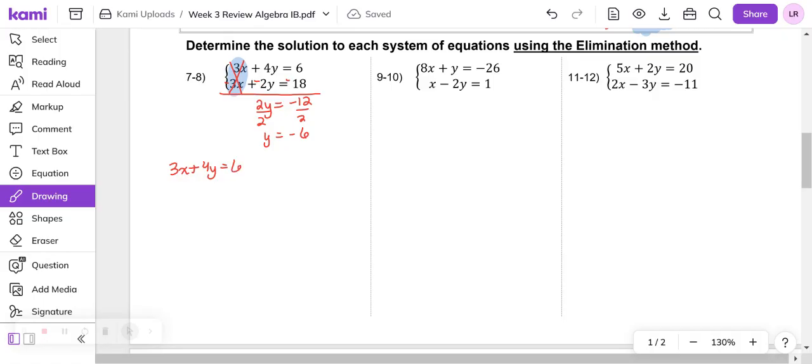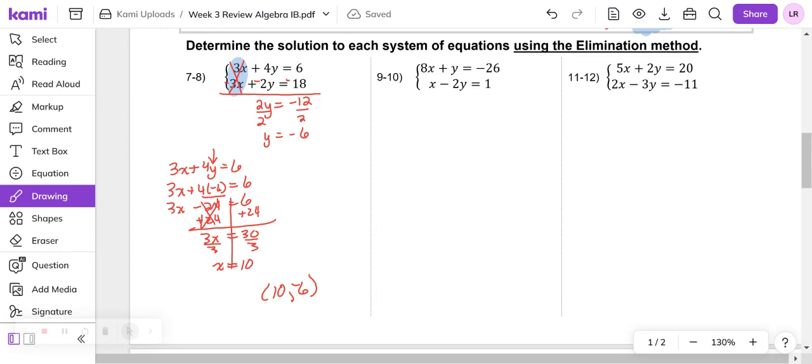I know the answer for y is negative 6, so I'm putting a negative 6 where the y is. So that'd be 3x plus 4 times negative 6 equals 6. Then I solve this equation. Go ahead and multiply that out first. x is on the left, so add 24 to both sides. I would get 3x equals 30. Divide both sides by 3, and x equals 10. So as an ordered pair, this would be 10, negative 6.